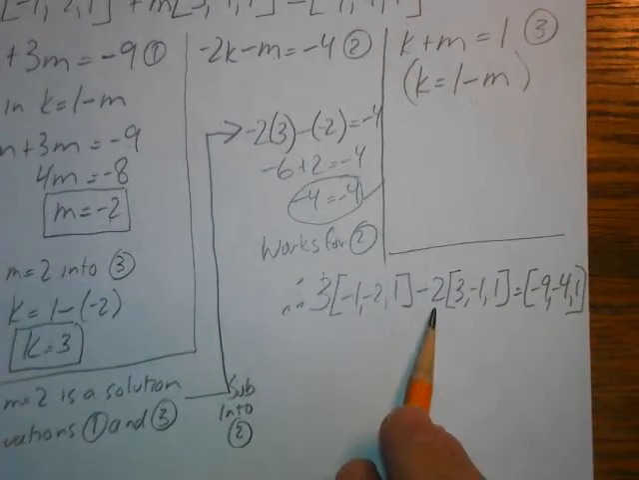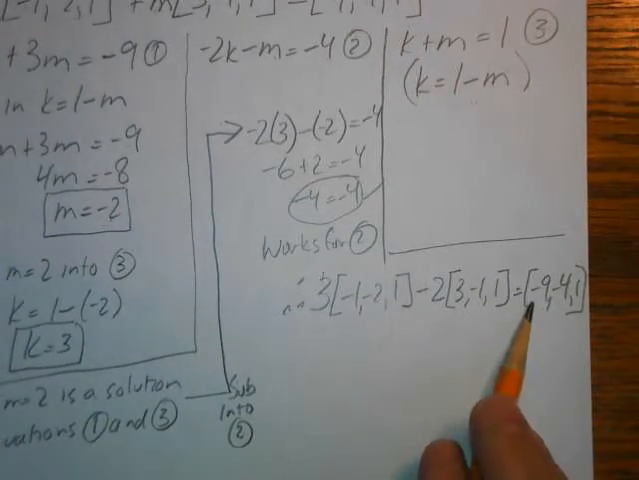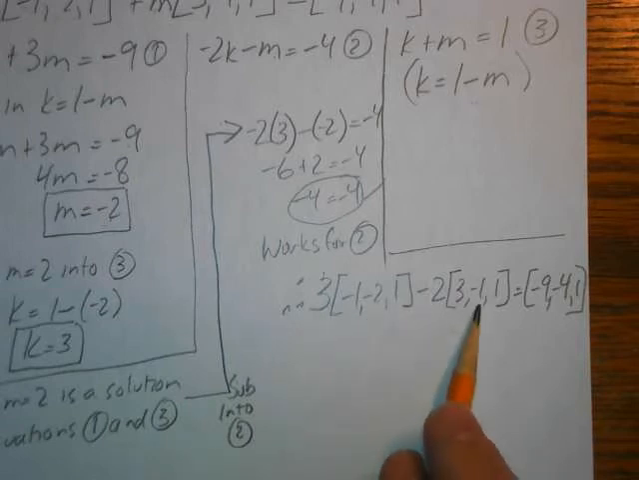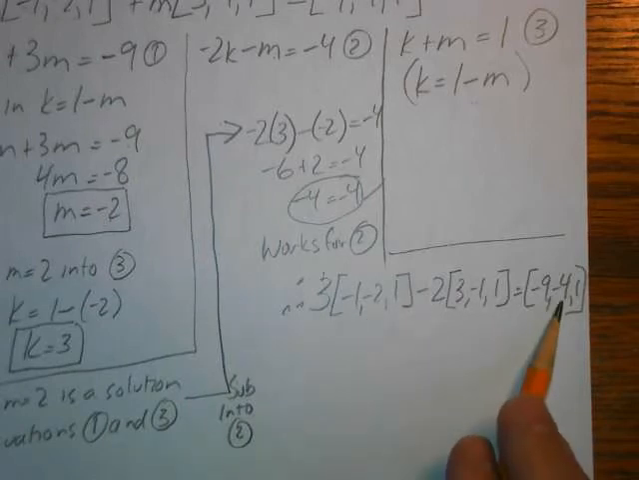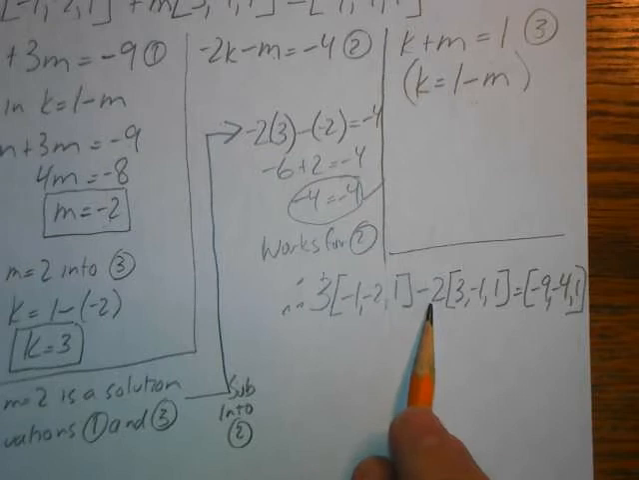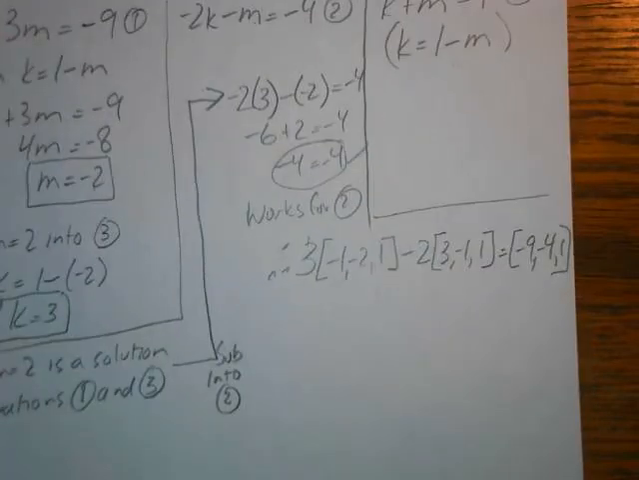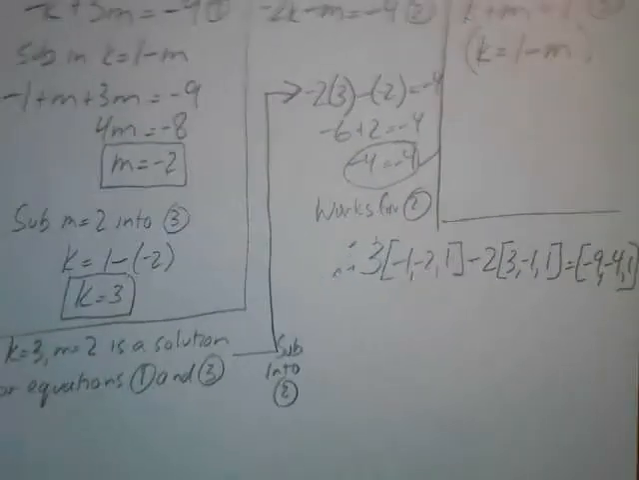And again, we can check this. -3 minus 6 is -9, true. -6 plus 2, -4, and 3 minus 2 is 1. So confirmed that it works. Okay.